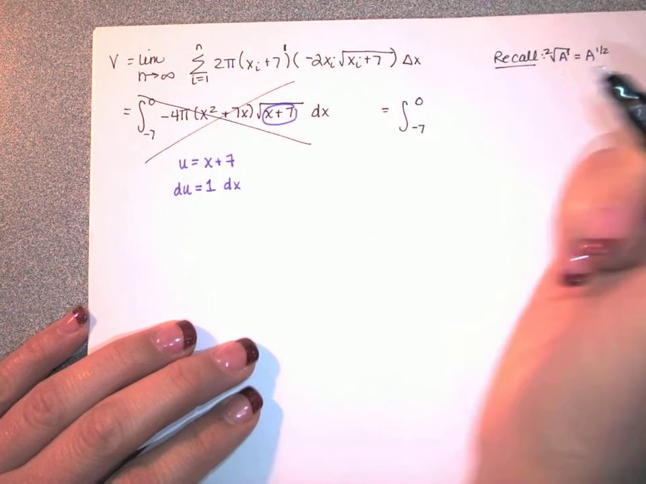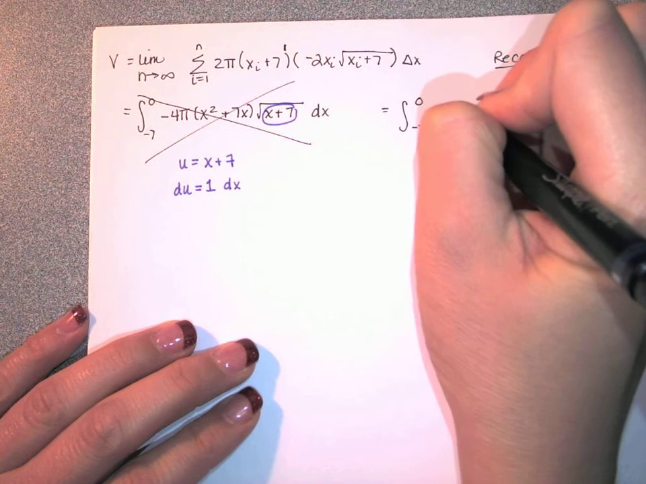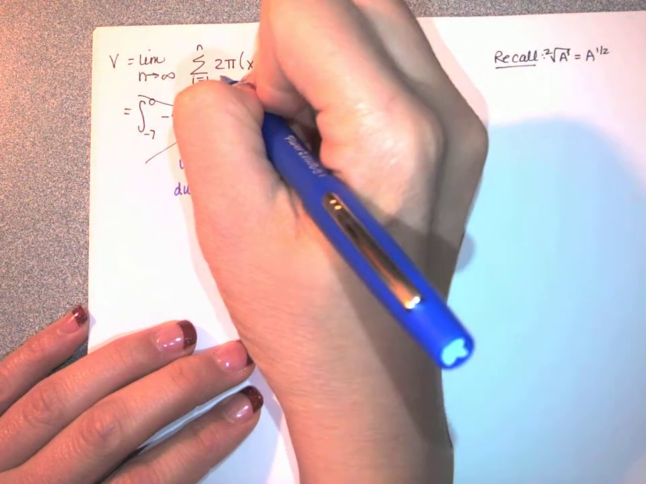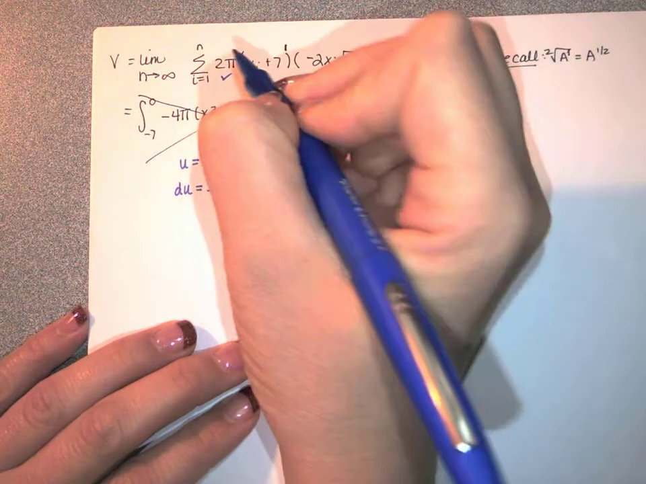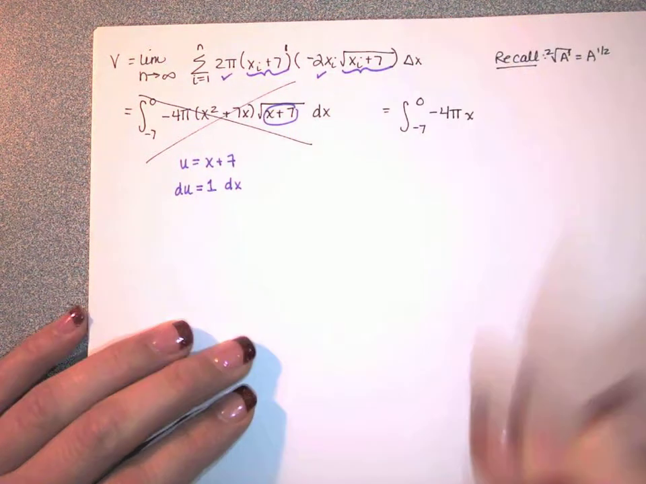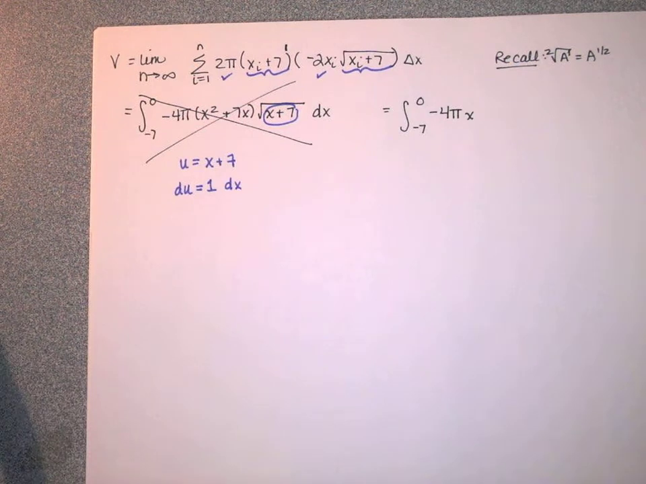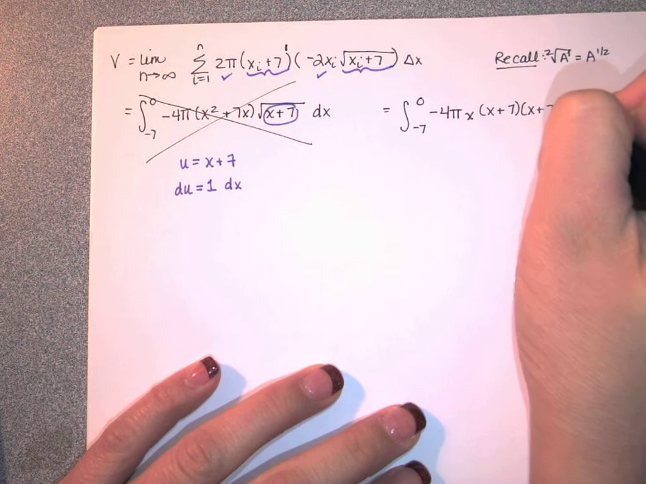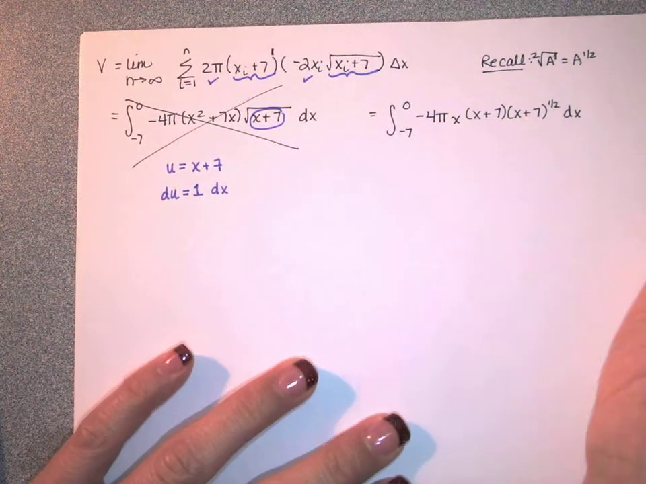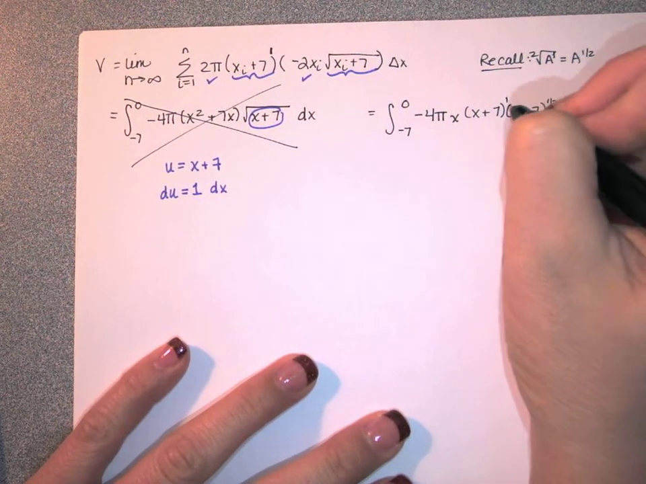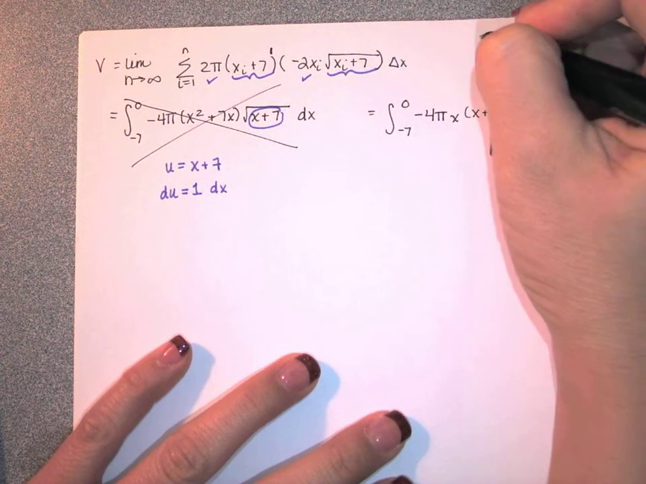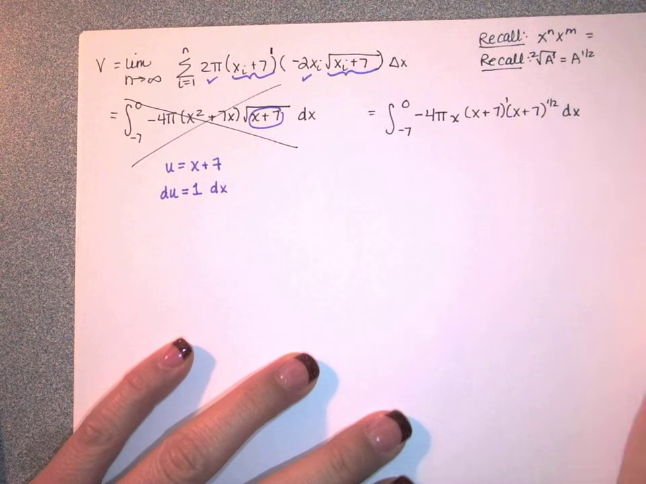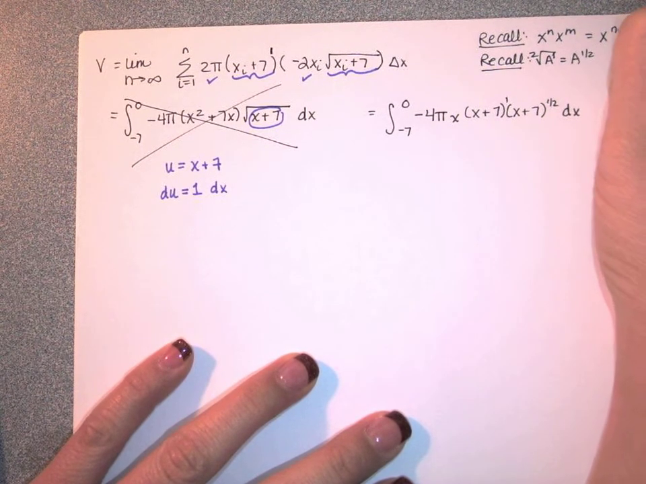I'm going to keep my bounds, keep the -4 pi. That x, I'm just going to factor out. So now I've taken care of the 2 pi and the -2x, but now I've got this x plus 7 and the x plus 7 to the 1/2 power. Because of exponent properties, I've got something to a power times something of the same base to a different power. That's just like x to the n times x to the m. If the bases are the same, you add the exponents, that's n plus m.